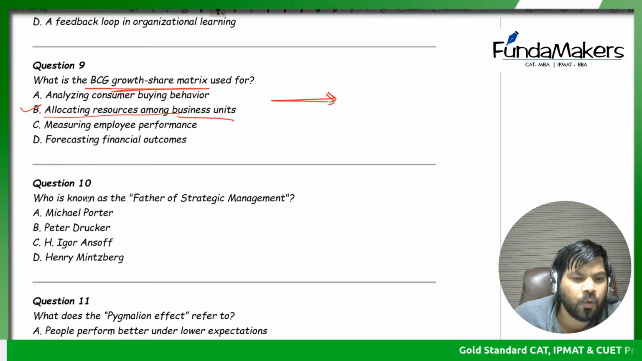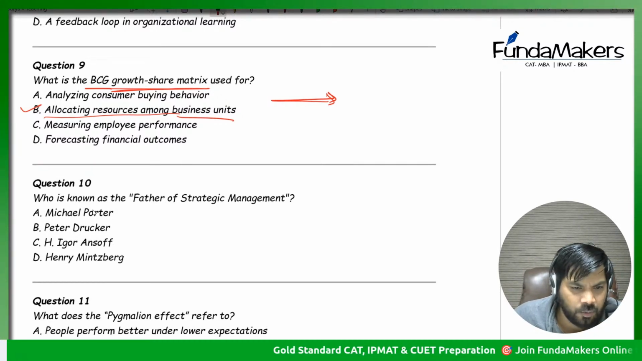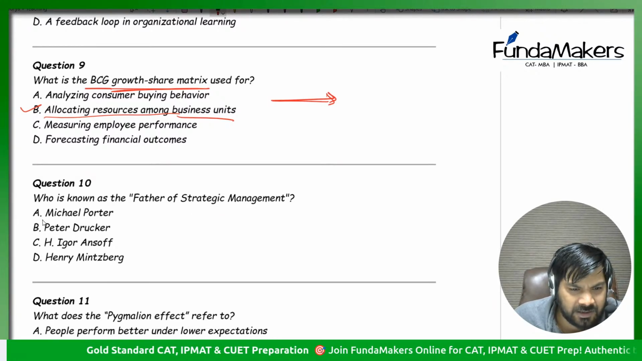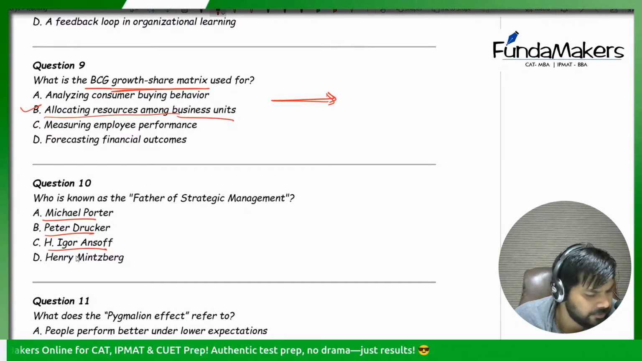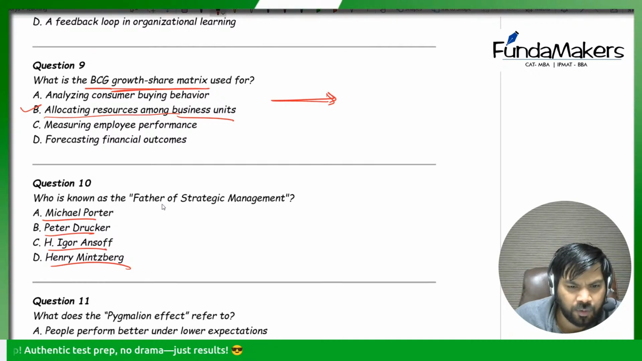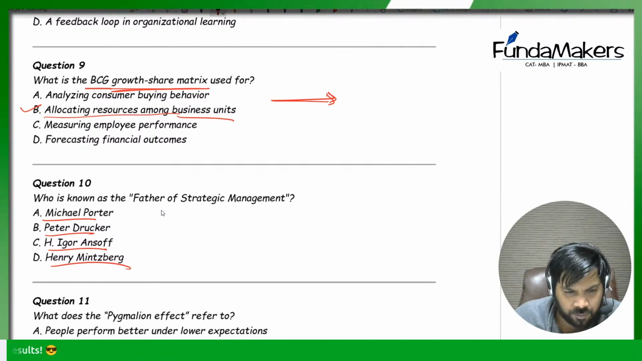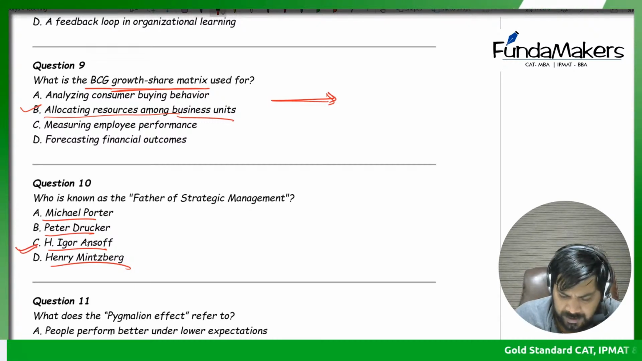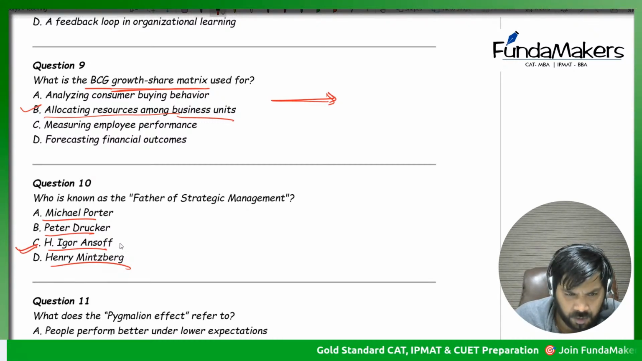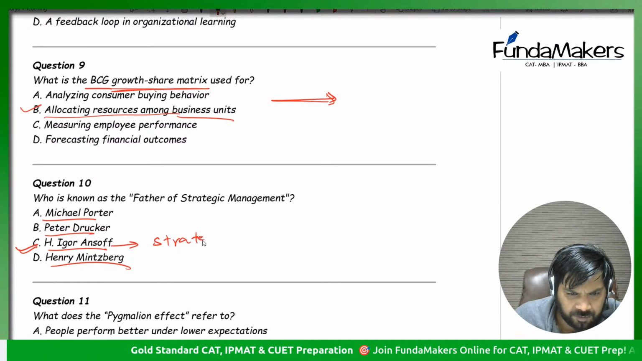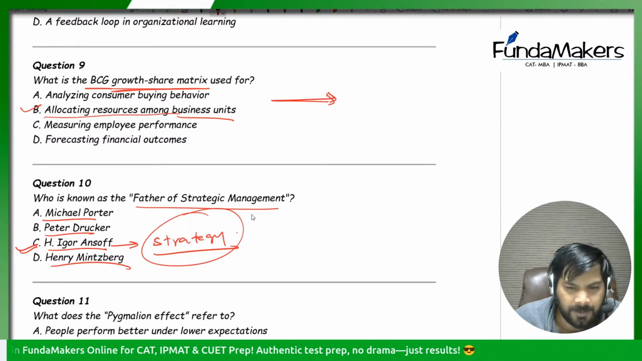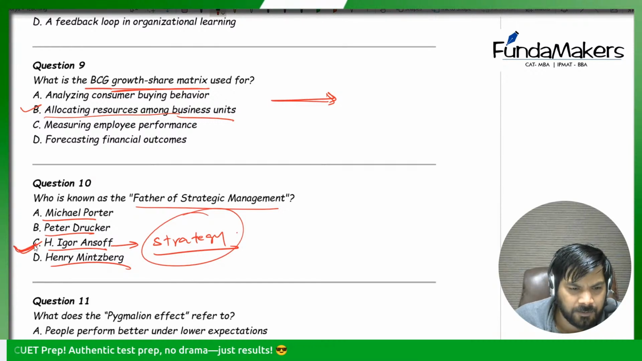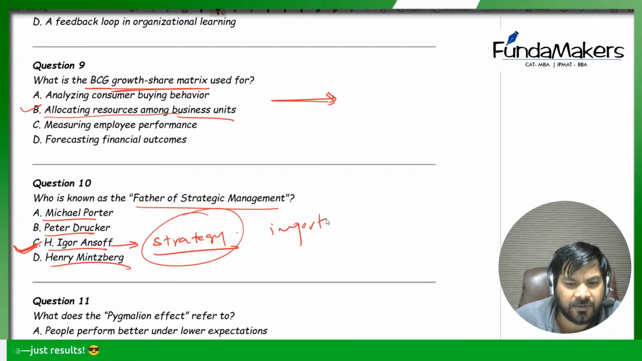Yes? Next. Who is known as the father of strategic management? Michael Porter, Peter Drucker, Igor Ansoff, Henry Mintzberg. Igor Ansoff is known as the father of strategic management, for he worked a lot on strategy. He is also known as the father of strategy. He has worked a lot on strategy, hence known as the father of strategic management. Igor Ansoff, remember. Could be asked. This is an important question.